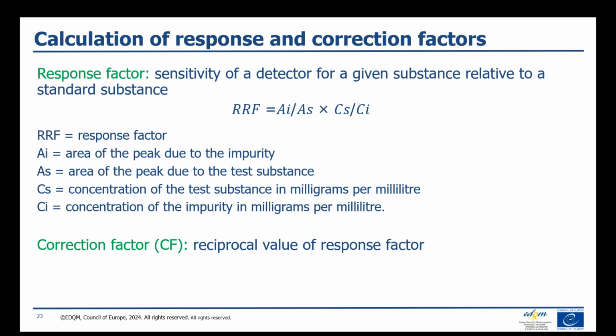There is sometimes some confusion also, so I prefer to repeat this. Usually we calculate the response factor, which is the sensitivity of a detector for a given substance relative to a standard substance. And then in the monograph, we indicate the correction factors, which are the reciprocal value of the response factor.